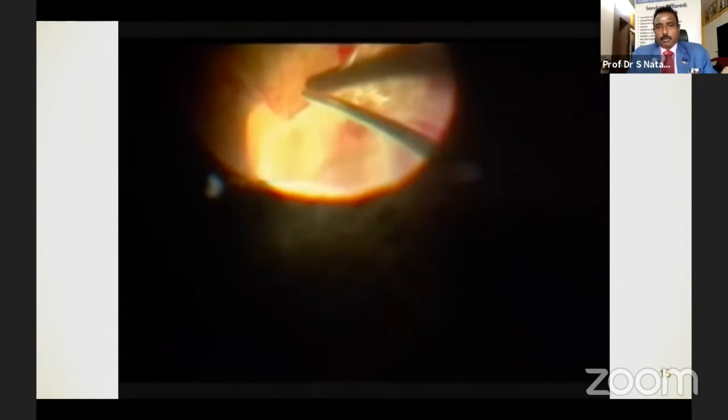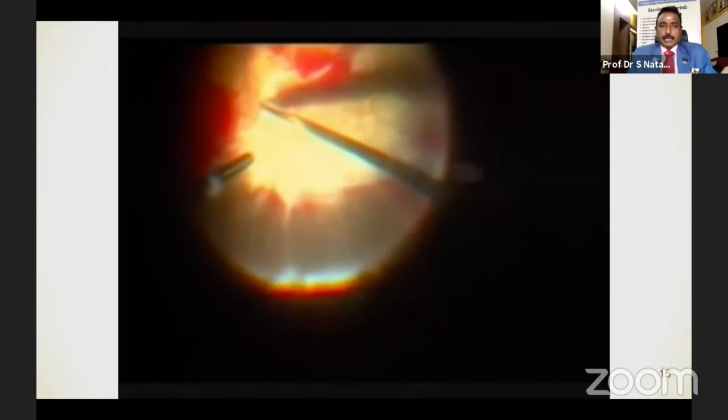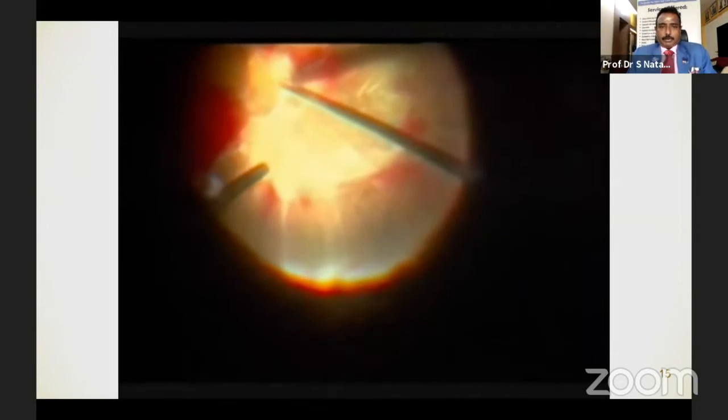And then here you see, after making a cleavage and making the fibrous tissue a little more mobile, I make much space and then go to the convex side of the fibrous tissue and then do a cut and trim that. This is what I meant by convex side, so that you keep on trimming, and thereby you can remove the fibrovascular proliferation which is adherent to the retina.